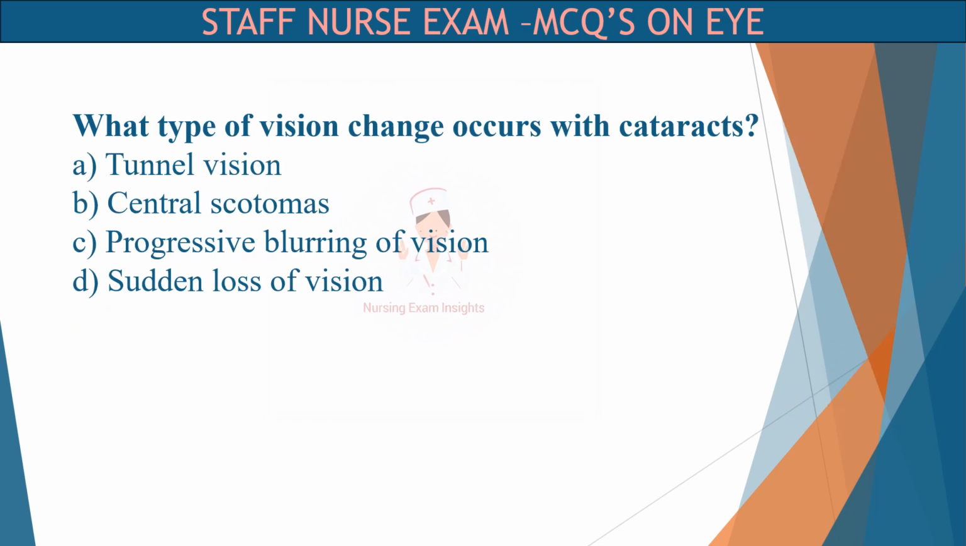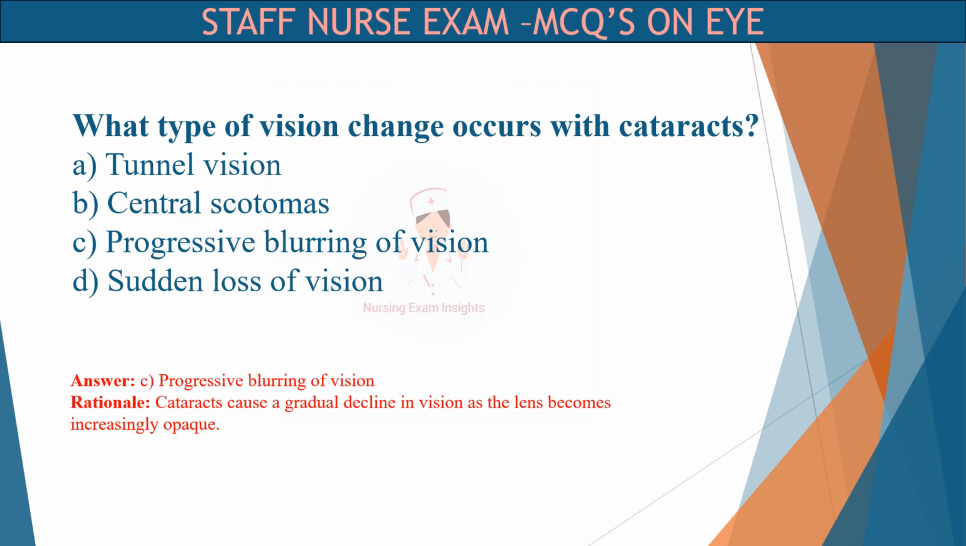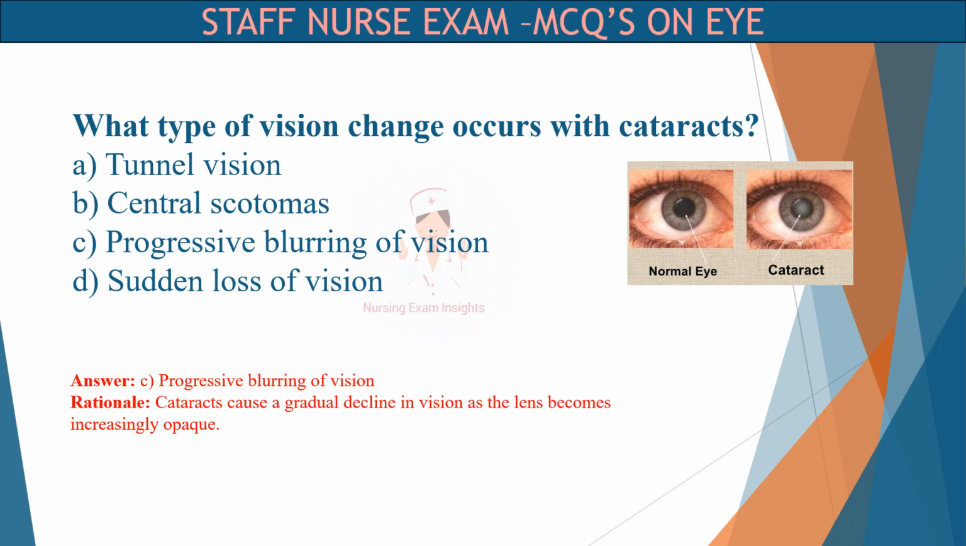What type of vision change occurs with cataract? Options are A. Tunnel vision, B. Central scotomas, C. Progressive blurring of vision, D. Sudden loss of vision. Right answer is C. Progressive blurring of vision. Cataract causes a gradual decline in vision as the lens becomes increasingly opaque.